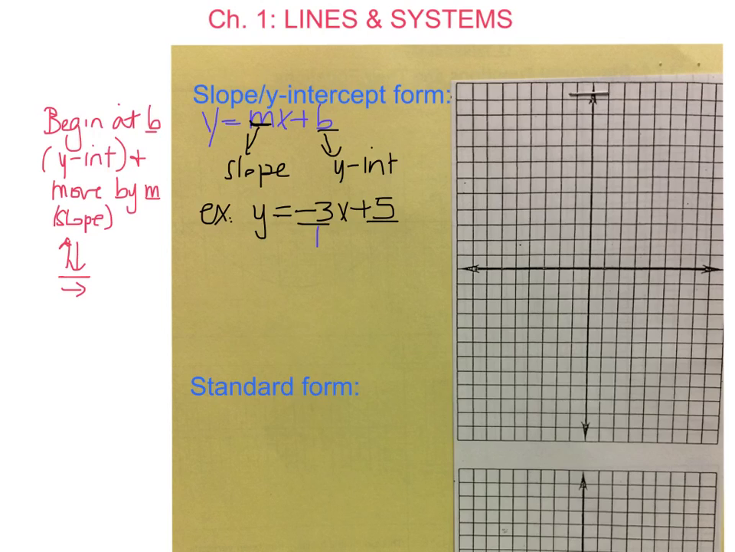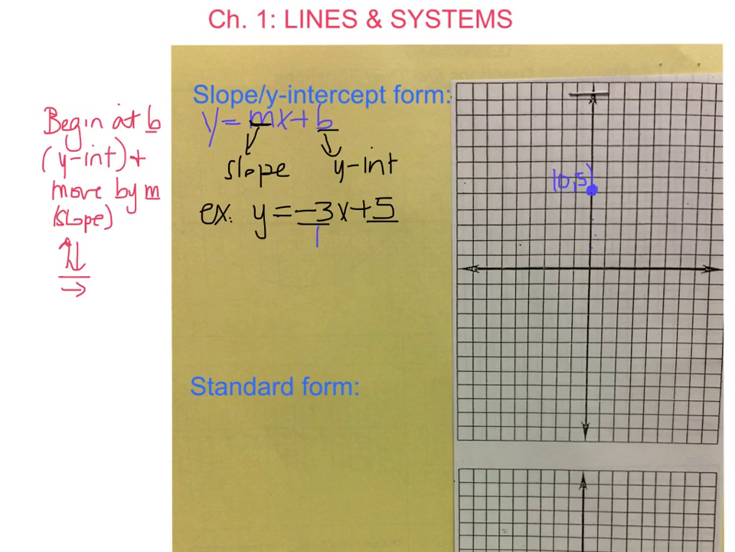In this case, that's positive 5. So we're going to count up 5 units from the origin on the y-axis: 1, 2, 3, 4, 5, and we put a dot. If we were to write the coordinates of this point, because it's the y-intercept, it would be (0, 5). So we start off at the y-intercept, and then we have to move by m.